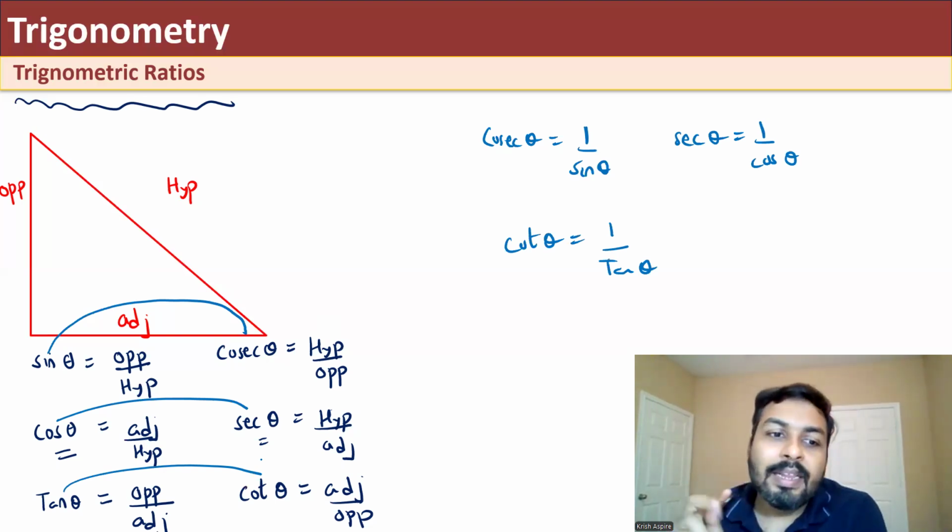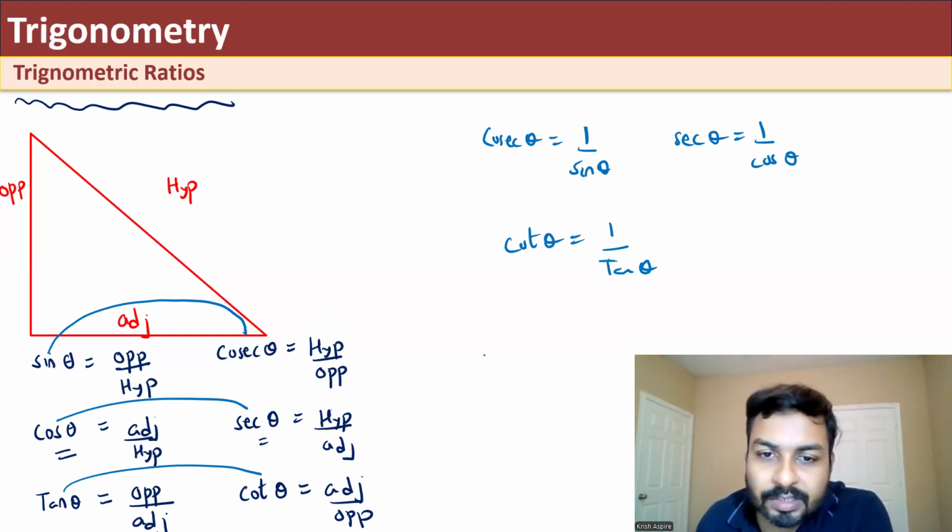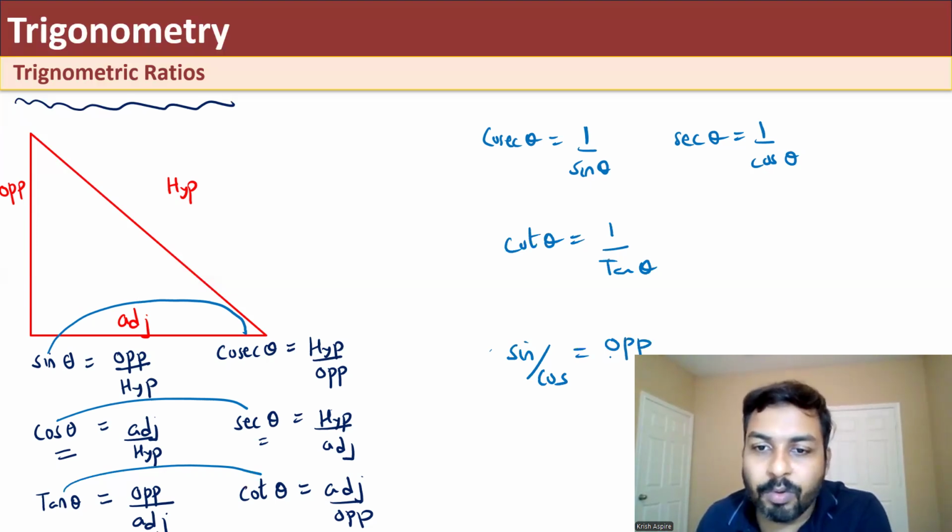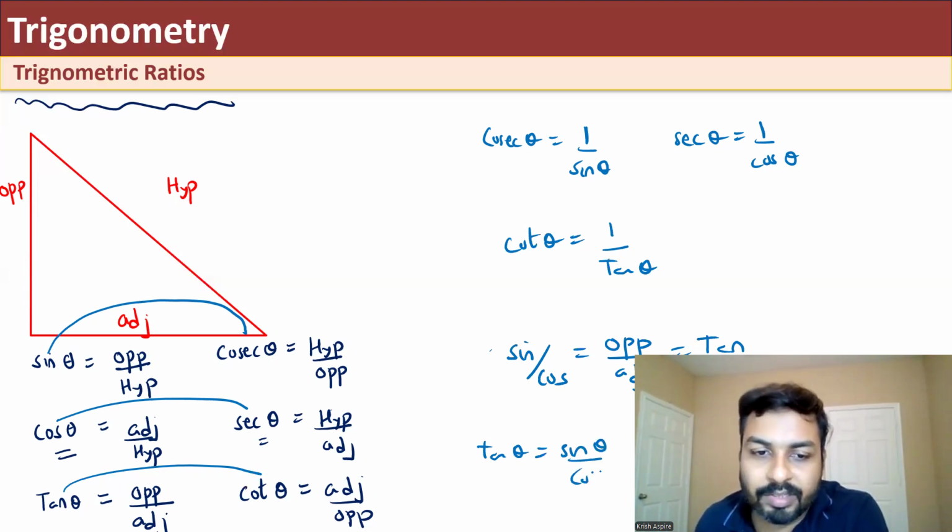Another thing that I want you to notice here is that if I do sine theta by cos theta, what will I get? You see, I have opposite by hypotenuse and adjacent by hypotenuse. So the hypotenuse will get cancelled. So what will I get? Opposite by adjacent. What is opposite by adjacent? Opposite by adjacent is tan theta. So I can say that tan theta is equal to sin theta by cos theta.